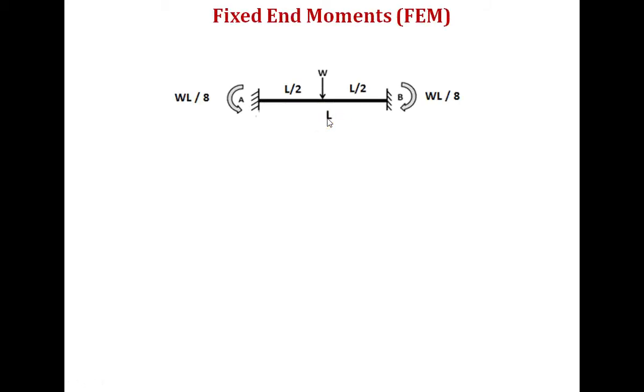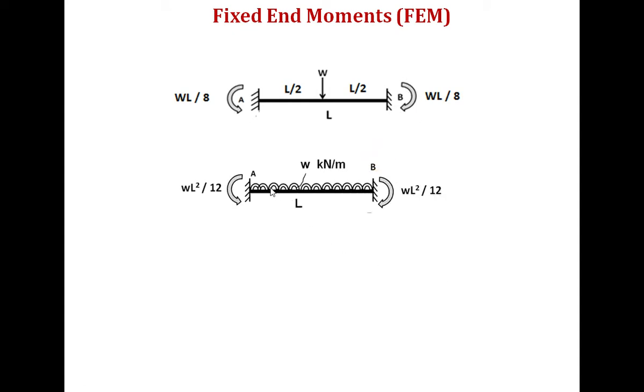Now there is one more concept, fixed end moment, that we will use in this chapter. Fixed end moments are the moments developed at the fixed supports for any loading, and for the standard load cases we have to remember these formulas. A point load W at the center of span L gives WL by 8. A fixed beam subjected to UDL over span L develops fixed end moments of WL square by 12, both hogging in nature.